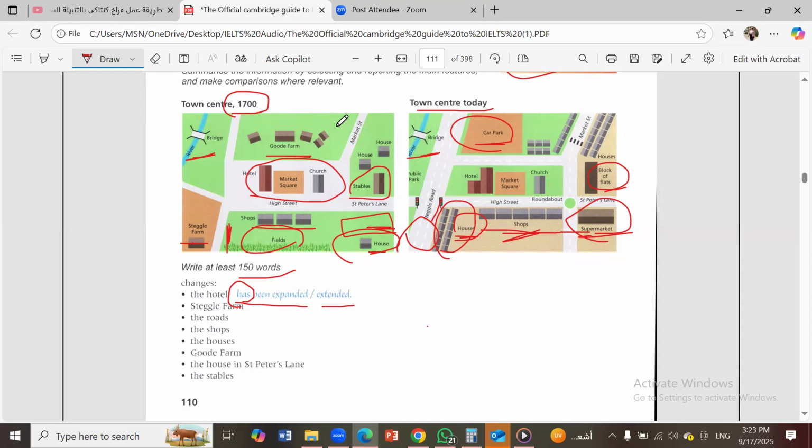And the car park is replaced. The farm no longer exists. No longer, meaning it is not there anymore. No longer exists. And now it's a car park. A huge car park. Okay. What about the market streets?